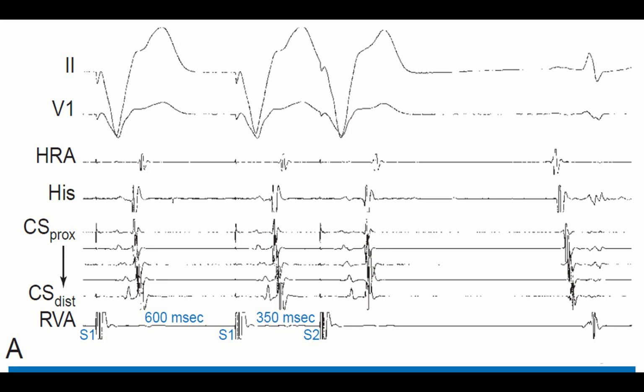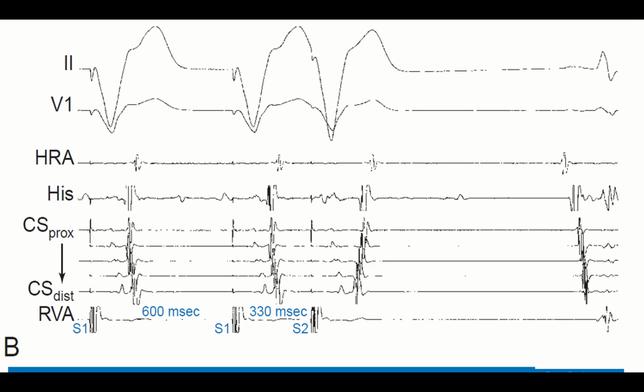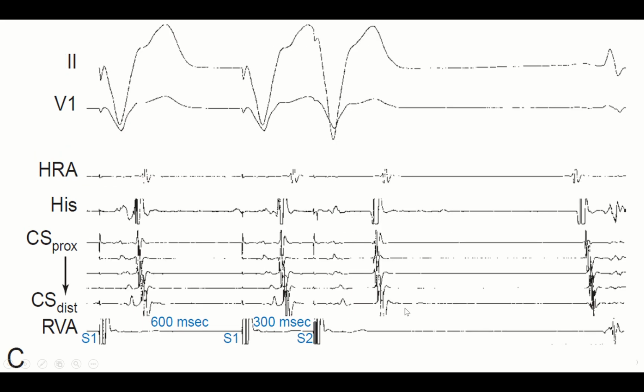We can appreciate retrograde conduction and we can see VA. Then after a while we stress the accessory pathway more and give a shorter coupling interval, 330, and now the conduction comes from the AV node to the left lateral accessory pathway. How do we know? The earliest A is at distal CS 1 and 2.